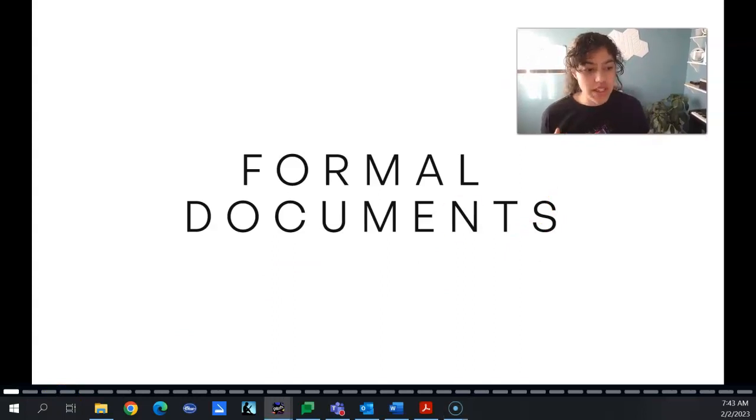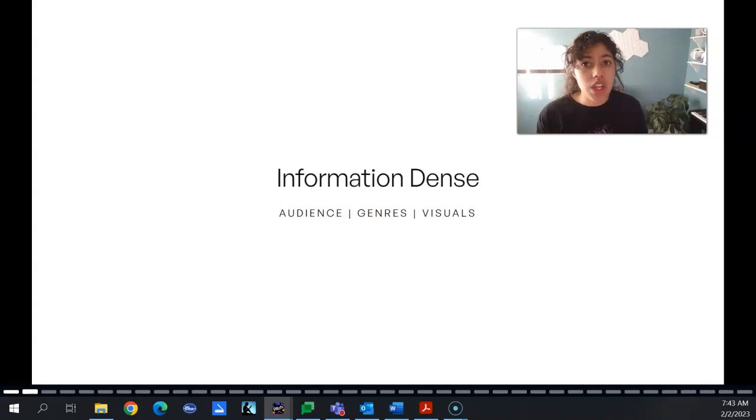With today's talk on formal documents, the biggest thing that unites proposals, different types of reports, and strategy documents is that they are information dense. They are a type of document where we pack a lot of heavy information, because people are reading it to make decisions, get information, and learn a lot. With that info density, we're going to talk about three sections.